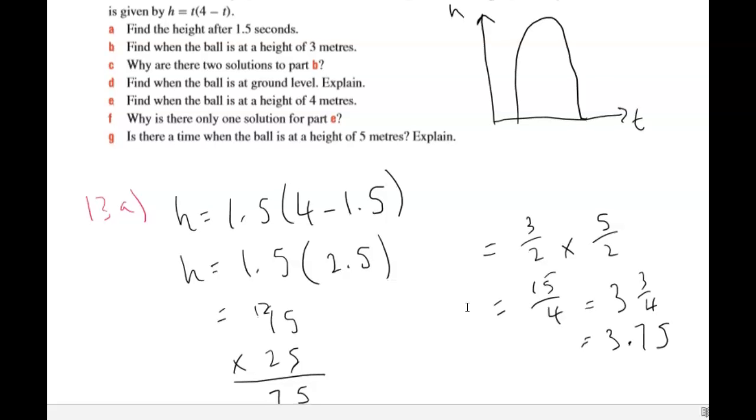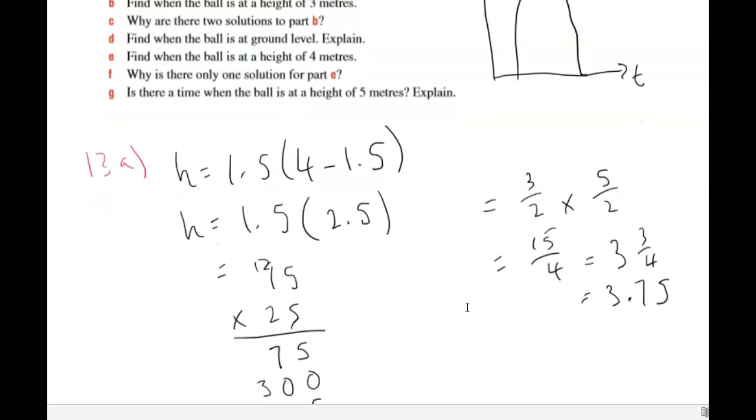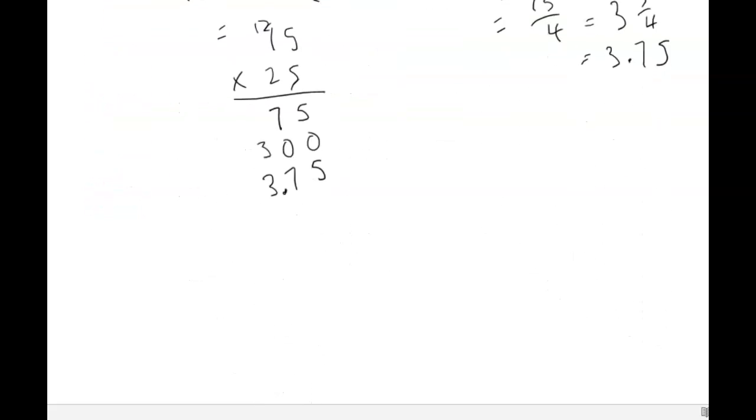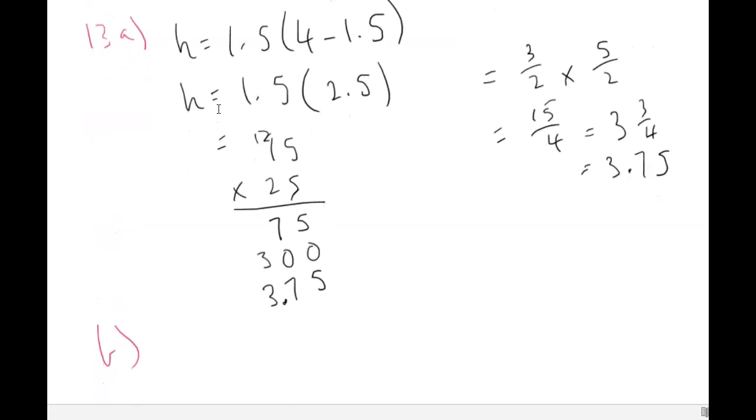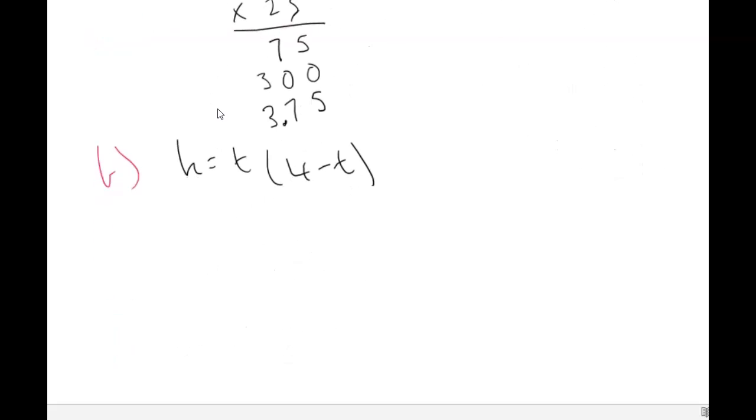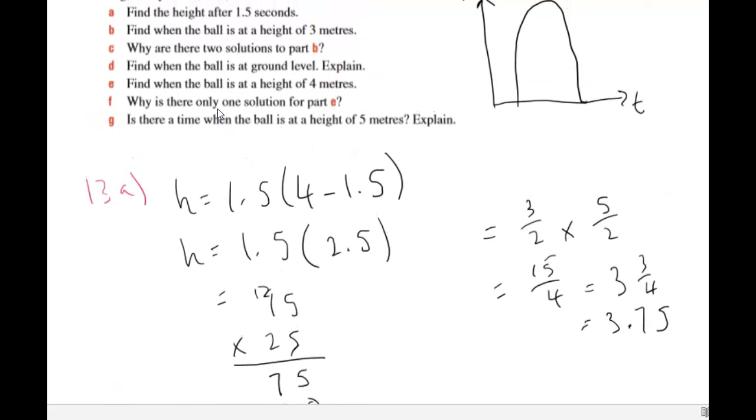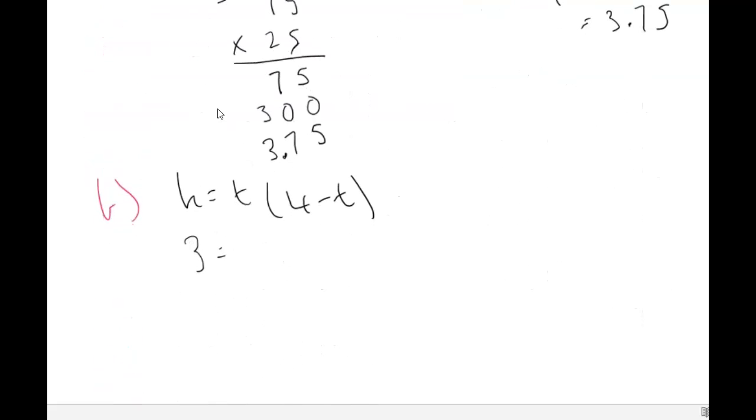Okay, question B, find when the ball is at a height of 3 meters. So this is where you could use solve on your calculator, but you shouldn't rely on your calculator. Sorry, I just need to see the formula. So we've got h equals t times 4 minus t, and h is going to be 3. Is that right? Just make sure. Okay, so now we're solving for t.